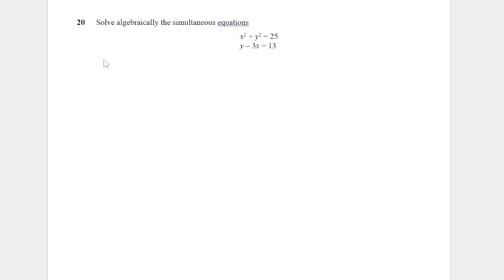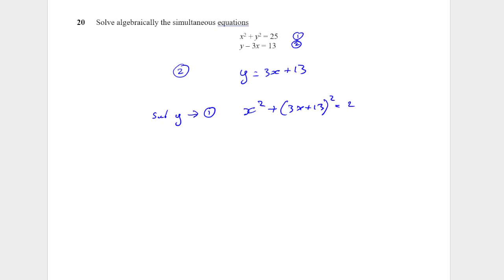Okay, question 20. Solve algebraically the simultaneous equations, x squared plus y squared is equal to 25. So I'm going to rearrange equation 2. So equation 2 gives y is equal to 3x plus 13. So I'm going to sub my value for y into equation 1. So that would give me x squared plus 3x plus 13 squared is equal to 25.